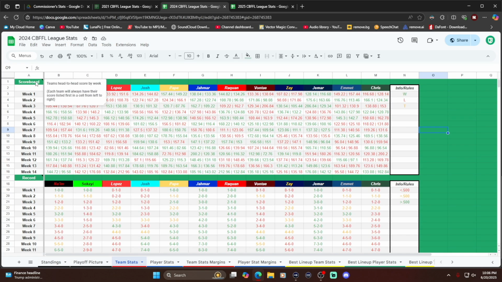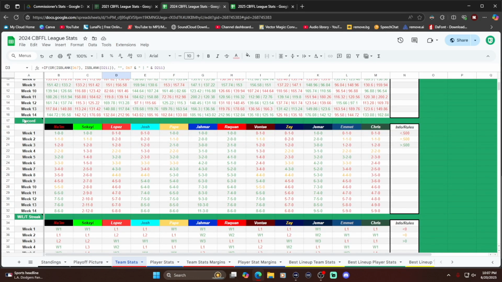And if you hover over the scoreboard on the left side where there's info, it says teams head to head, score by week. Each team will always have their score listed first in the cell from left to right, so easily explainable. So Lopez's numbers will always be on the left side and the opponent's will always be on the right side. Same with Pape, his numbers on the left, opponent's numbers on the right, and this will automatically fill up after every week. Next, we have the record, a team's win-loss-tie record throughout the season.